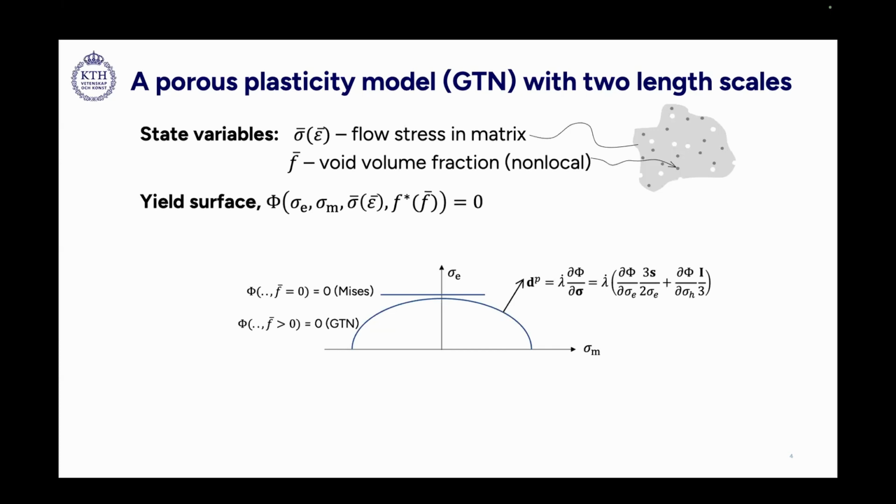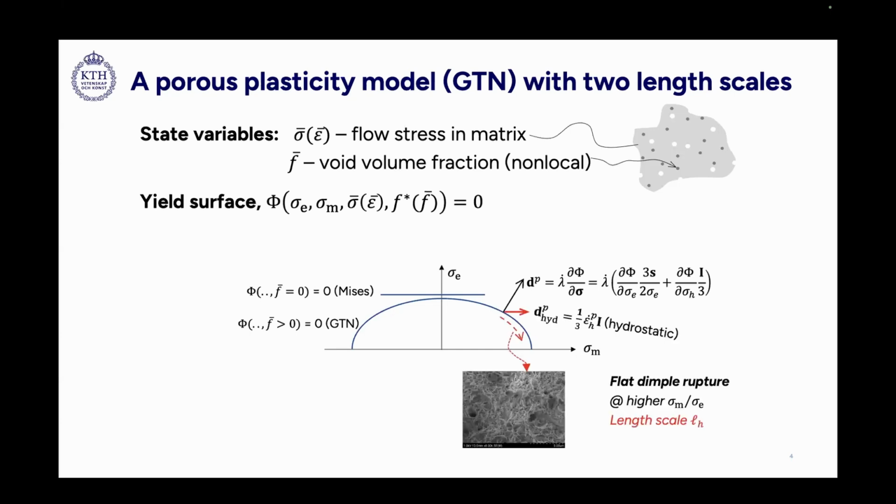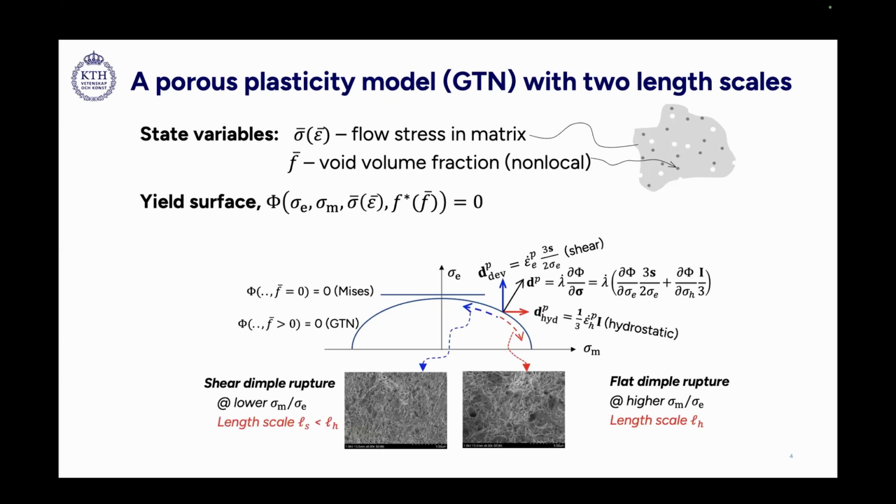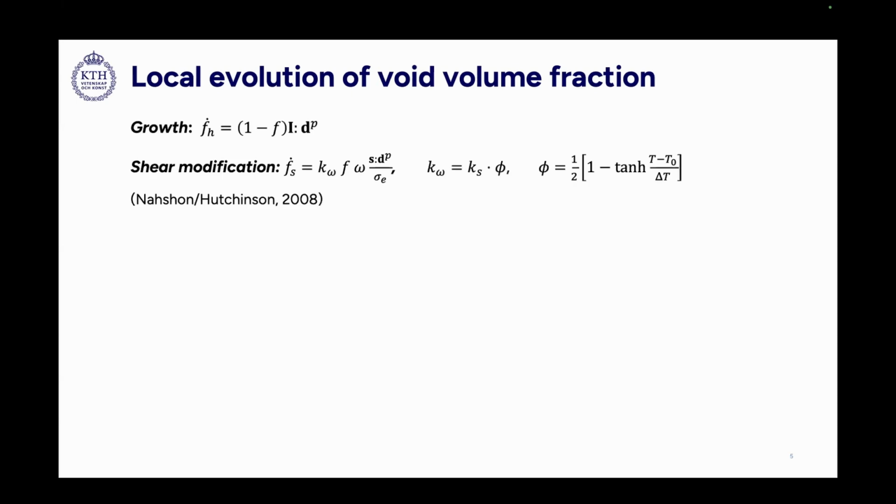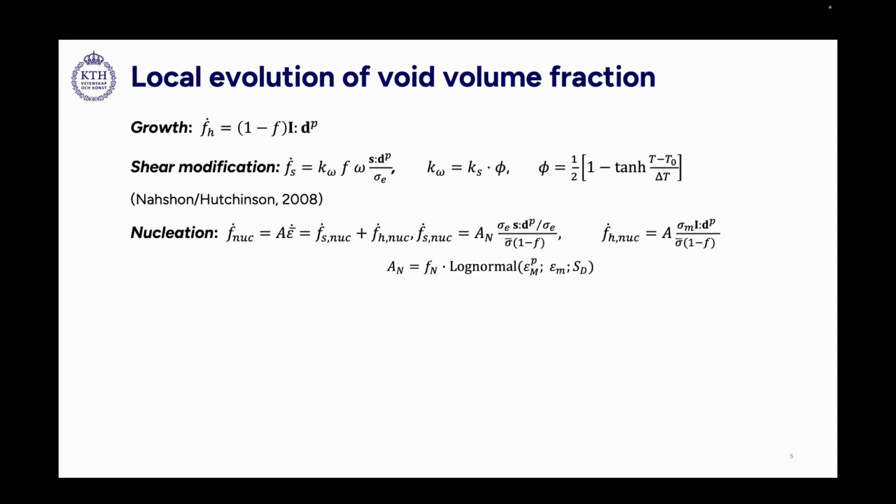Imagine now we have a load acting on the body. So the plastic strain rate gradient acting on the yield surface can be decomposed into a hydrostatic contribution related to the flat dimple rupture, associated with a longer hydrostatic length, and a deviatoric contribution related to the shear length. With that in mind, we can describe the evolution of void volume fraction, including void growth, shear modification, and nucleation.